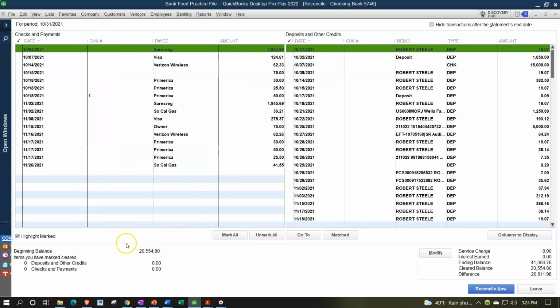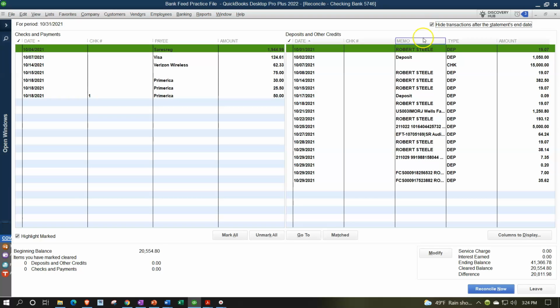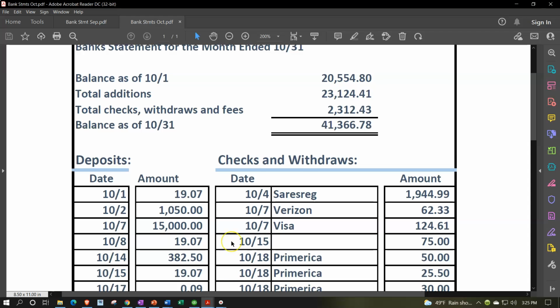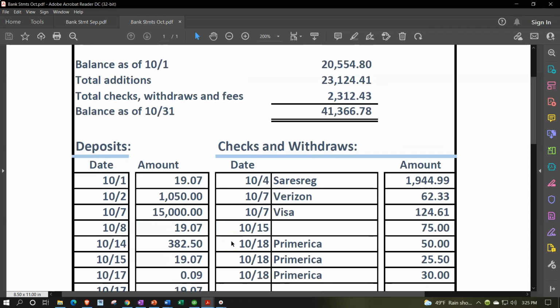Now this time our beginning balance is correct here, and if we tick and tie everything off, it should match. So to do that, the easiest way is you can hide everything after the date that we're looking at. In this case, the ending period being 10/31, so we'll hide everything after that. And then if this was a bank reconciliation where we had not gotten the information directly from the bank feeds, we would typically be going from the bank statement and ticking and tying each of these items out.